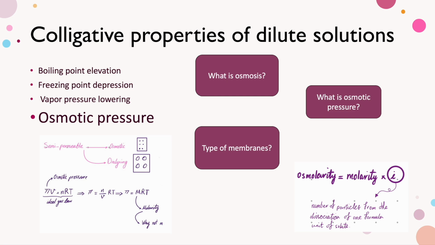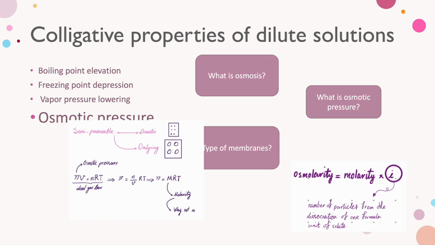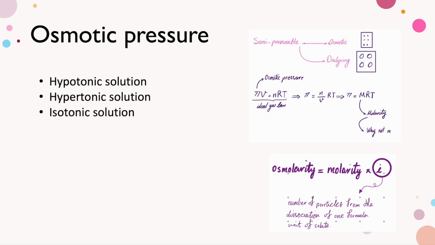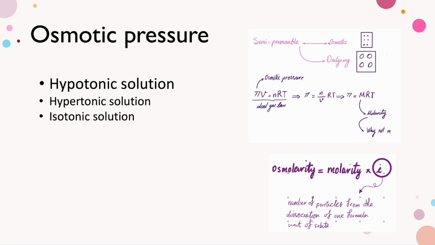Now, about osmotic pressure, we're going to talk about the concept of hypotonic, hypertonic, and isotonic solutions. When we say hypo, it's less than normal. When you say hyper, it's more than normal. And iso, it's like the same. Okay, so when we say hypotonic solution, they are solutions with an osmotic pressure lower than that in cells. So they cause cells to hemolyze or burst.